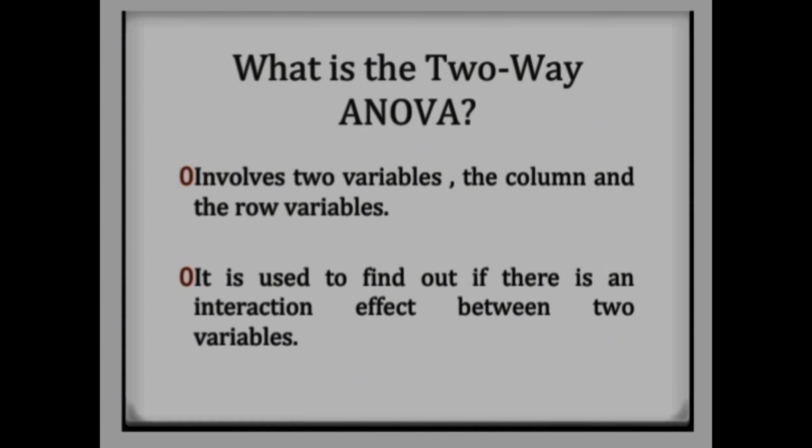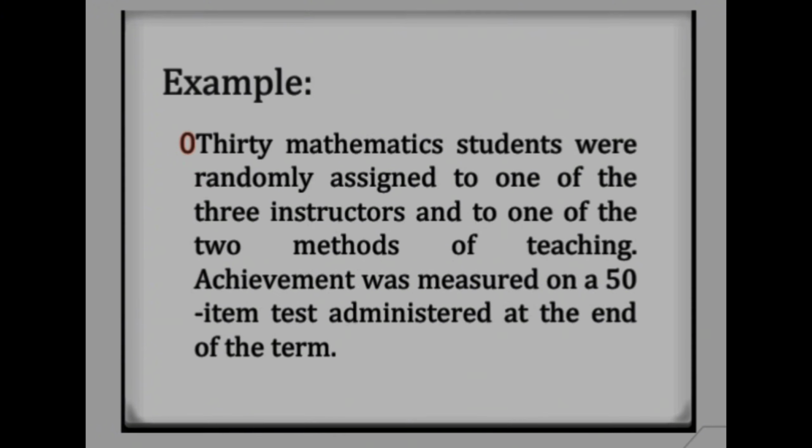What is two-way ANOVA? It involves, as I mentioned a while ago, two variables, the column and the row variables. It is also used to find out if there is an interaction effect between two variables.